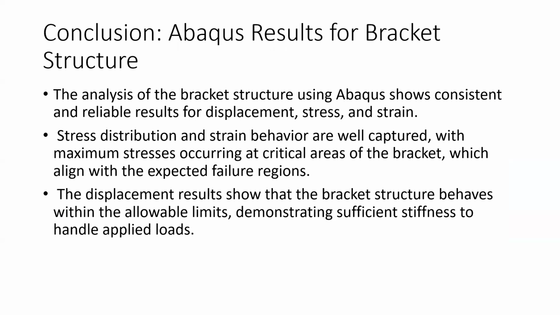Abaqus results for the bracket structure. The analysis of the bracket structure using Abaqus shows consistent and reliable results for displacement, stress, and strain. Stress distribution and strain behavior are well computed, with the maximum stresses occurring at the critical areas of the bracket, which align with the expected failure regions. The displacement results show that the bracket structure behaves within the allowable limits, demonstrating sufficient stiffness to handle applied loads.